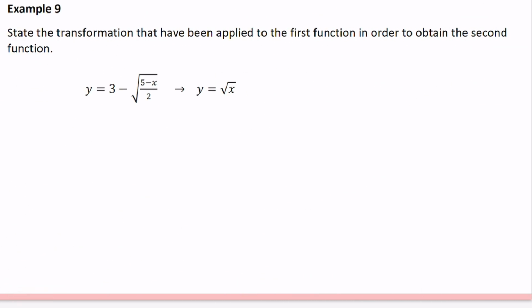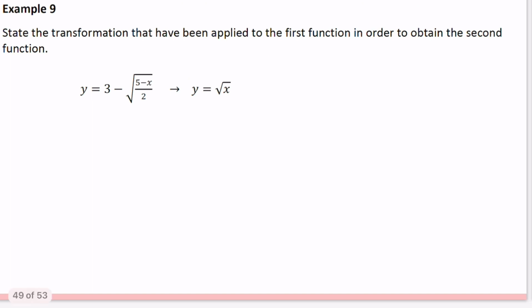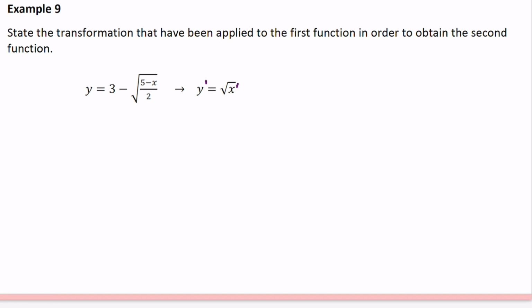Example 9, state the transformations that have been applied to the first function in order to obtain the second. You might want to pause the video at this point and give this a go yourself, or you can follow along, but hopefully you've got the hang of it by now. It's the same thing over and over. We're going to apply the dashes.